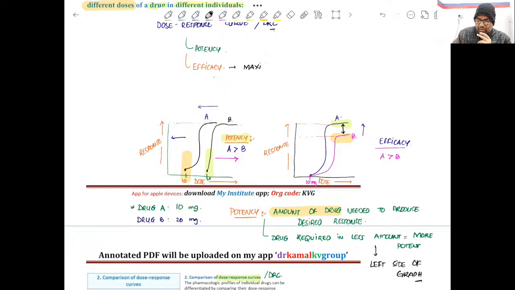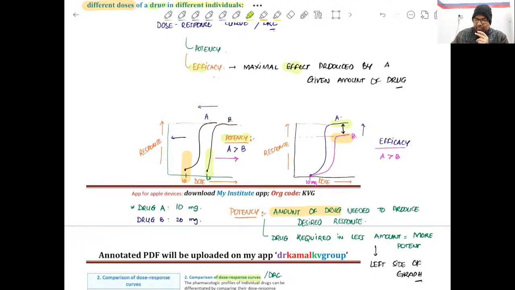Maximal effect, because we are measuring the effect. Maximal effect produced by a given amount of drug. Right? So here the amount of drug is same, and then we measure the effect. So you can remember it like this: effect, efficacy.